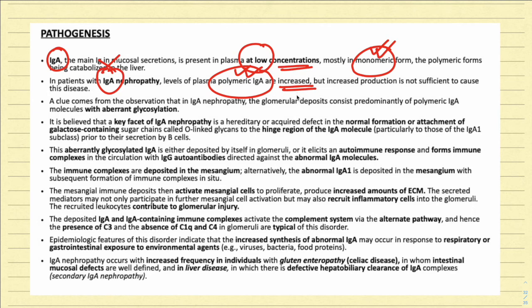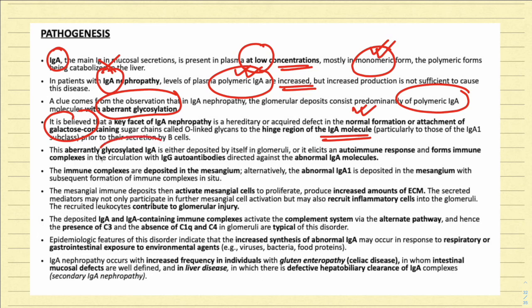Okay, but this amount is not sufficient to cause this disease. Then what is the cause? So a clue: the basic important thing is that this polymeric immunoglobulin A has an aberrant form of glycosylation. So it is believed that there is an acquired or hereditary defect in the normal formation or attachment of galactose residues to the IgA molecule. So just remember the point that in these patients, the IgA is polymeric in nature and has aberrant glycosylation.